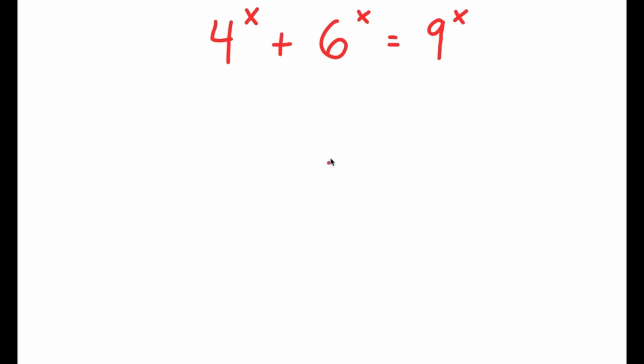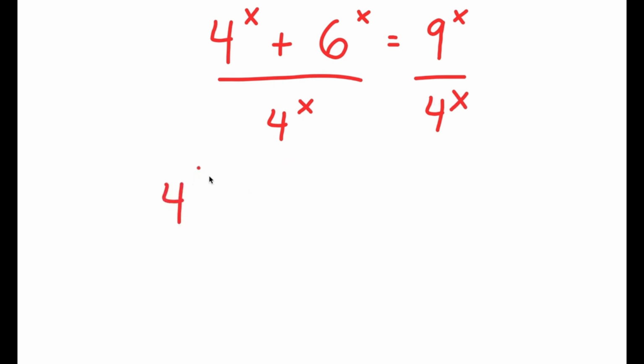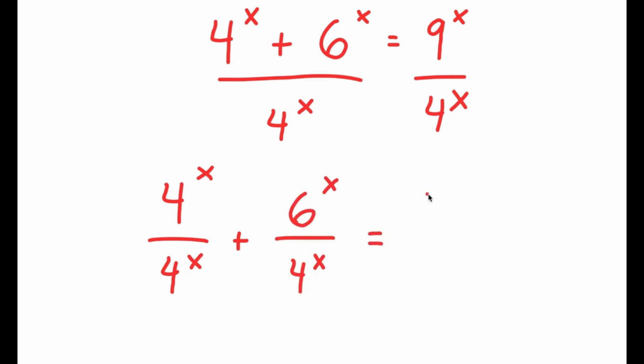Alright, so in this problem, I have 4 to the power of x plus 6 to the power of x is equal to 9 to the power of x. So to solve this, I'm going to divide both sides by 4 to the power of x. So I get 4 to the power of x over 4 to the power of x plus 6 to the power of x over 4 to the power of x is equal to 9 to the power of x over 4 to the power of x.